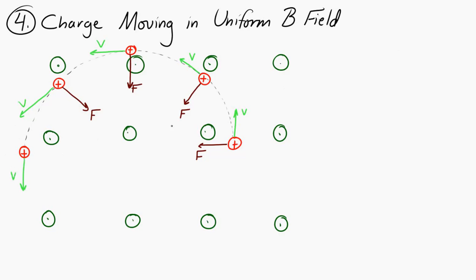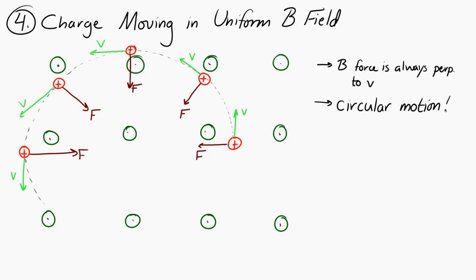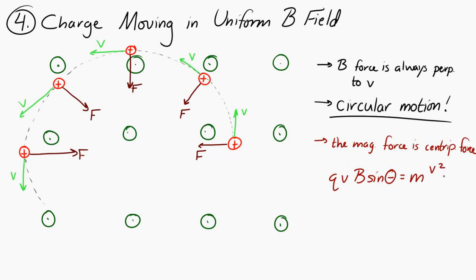The magnetic force is always perpendicular to the velocity here, and if the force is perpendicular to the velocity, that's the recipe for circular motion. The charge travels in a circular path within a magnetic field if the velocity is perpendicular to the magnetic field. Here the magnetic force is the centripetal force, so that's great. We can write this down. We can say that qvB sin theta is equal to mv squared over r.